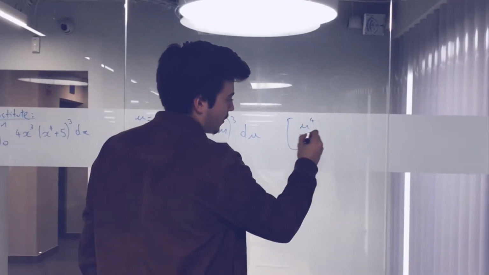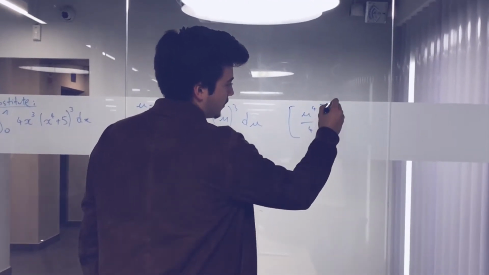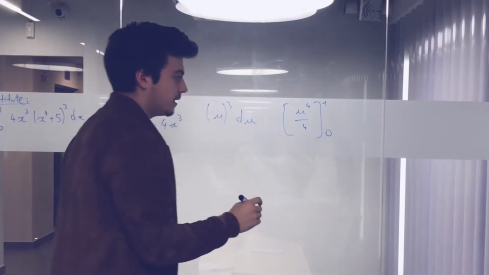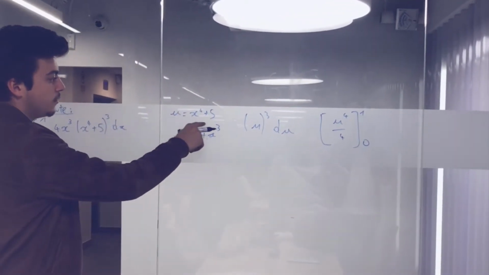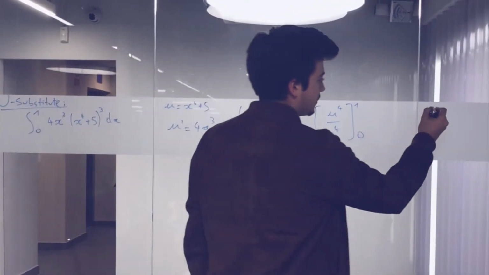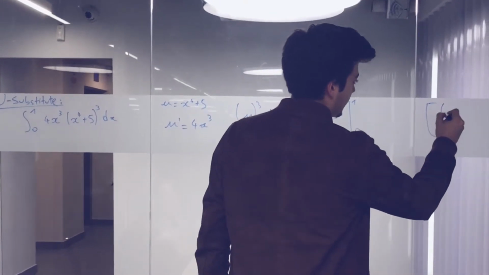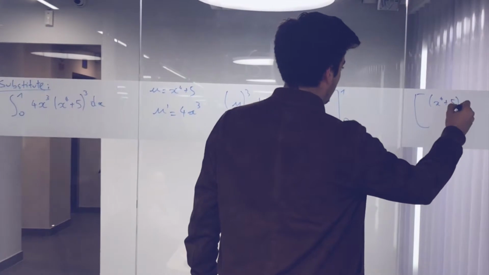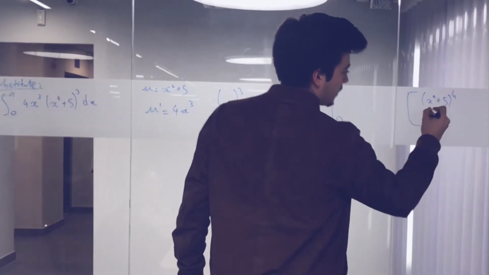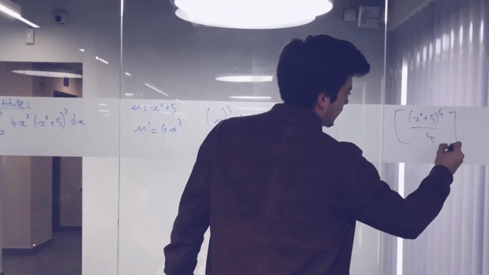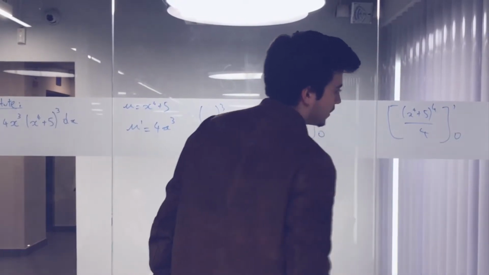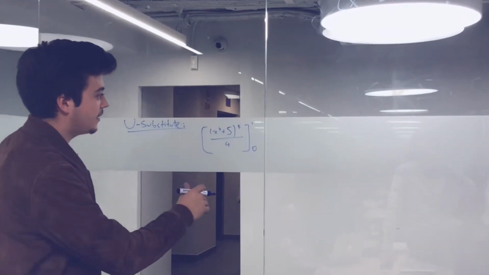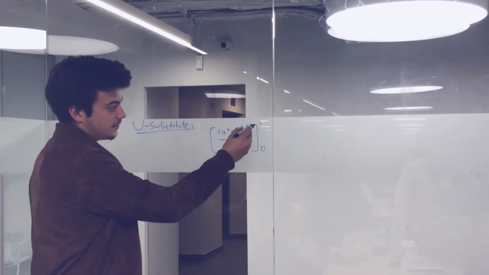So you have u to the power 4 over 4, and you also put the integrals, and now you just plug in the u value. So it gives you (x to the power 4 plus 5) to the power 4 over 4, and you put the integrals. Okay. Now you just plug in the limits.